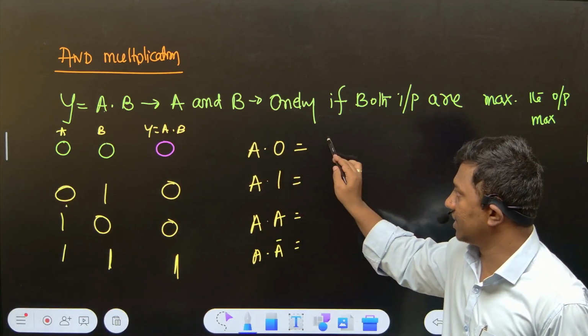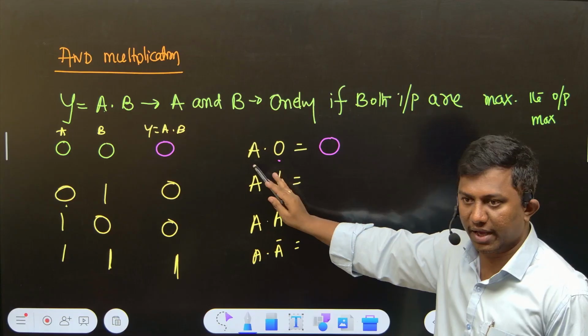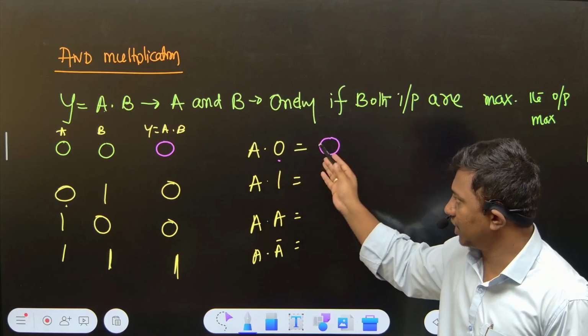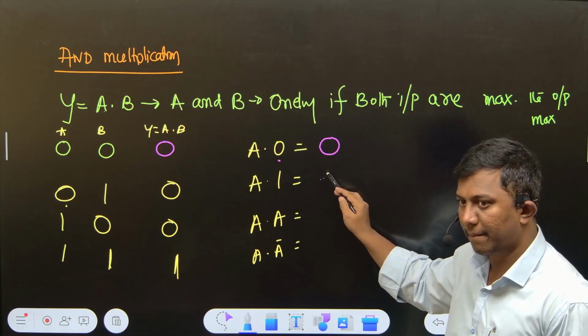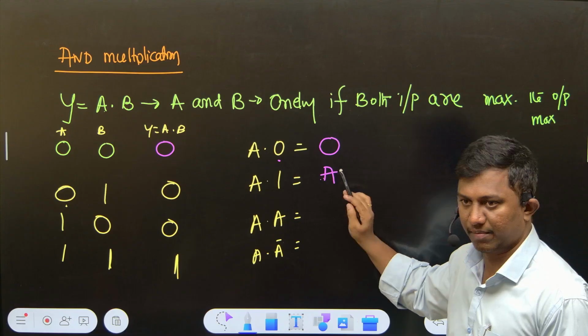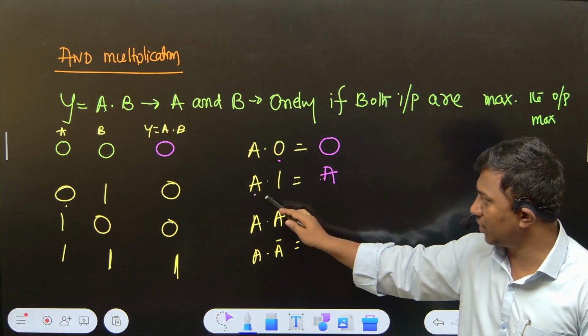A dot 0 is 0, because already there is 0. It does not matter what A is. A is 1, also 0; A is 0, also 0. Now, if A becomes 1, the answer is 1. If A becomes 0, the answer is 0.